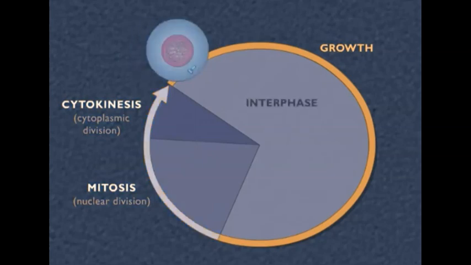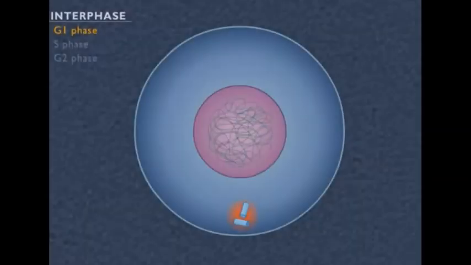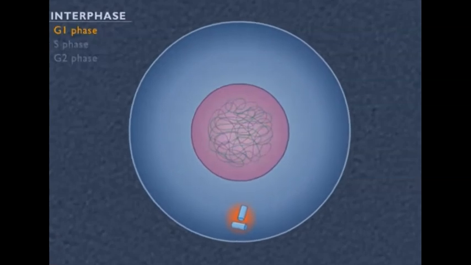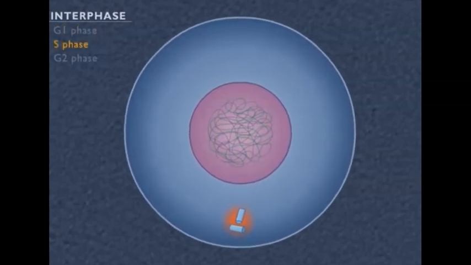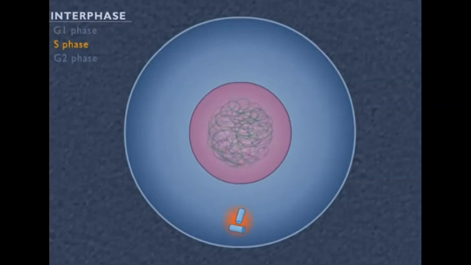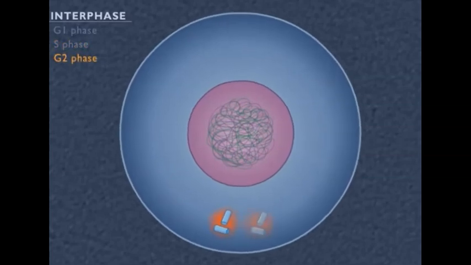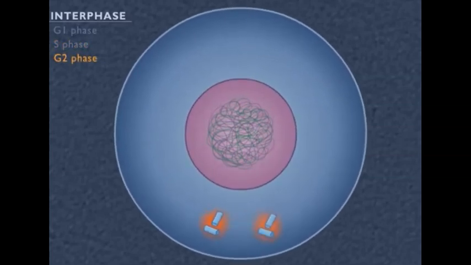Throughout interphase, the cell is engaged in growth and metabolic activities. Interphase can be further broken down into three discrete phases called G1, S, and G2. During the G1, or first growth phase, normal cell functions occur as well as cell growth. In the S phase, DNA replicates, producing 2 copies of each chromosome. During the G2 phase, the cell continues to prepare for mitosis and cell division.